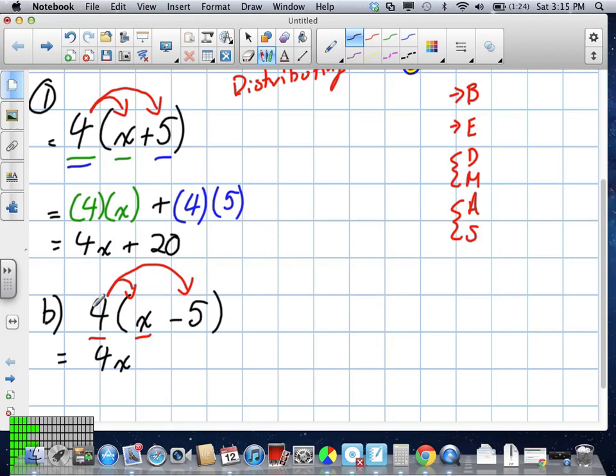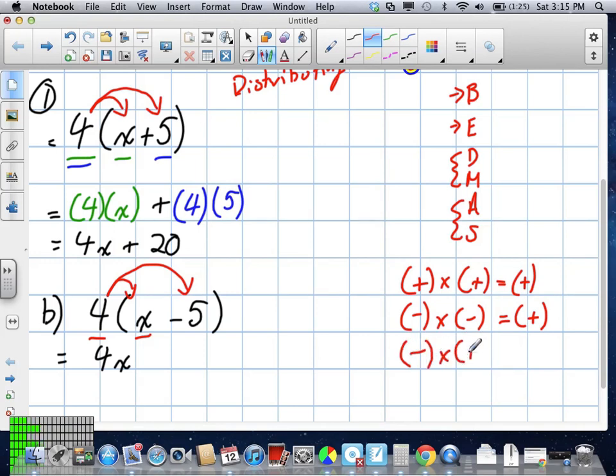Now, I want you to think about this. This is positive 4 times negative 5. Do you know what the rules are for positive times negatives? Okay, here, I'll give you a little sheet. A positive number times a positive number always gives us a positive answer. Negative times a negative equals positive. And anytime they're not the same, so a negative times a positive or a positive times a negative, you're going to get a negative answer.